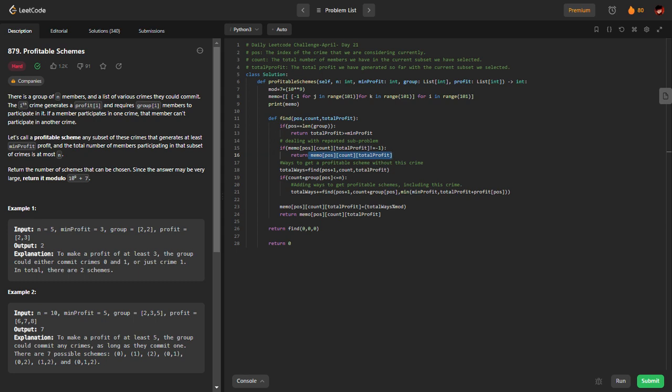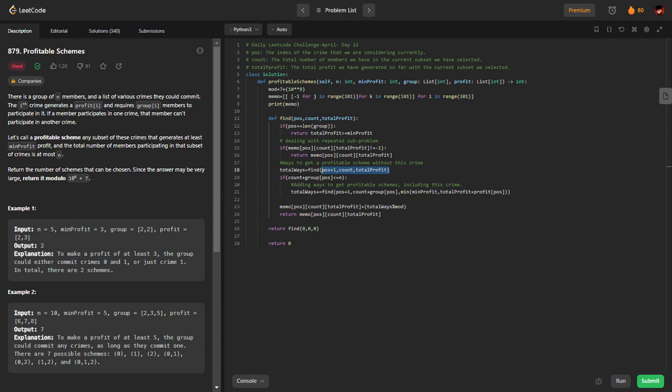Now coming to the two approaches: either we select the crime or we do not select the crime. First, when we are not selecting the crime, what will happen? We are just going to the next position. We are simply going to the next position, the count remains the same, and the total profit remains the same.